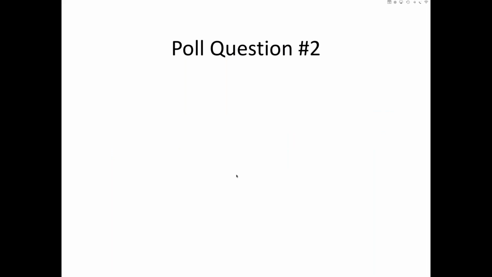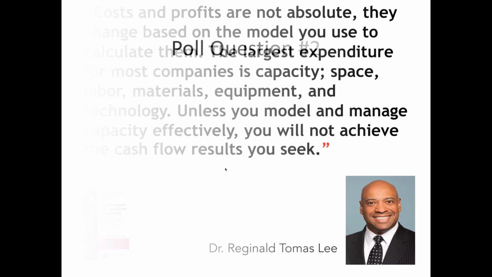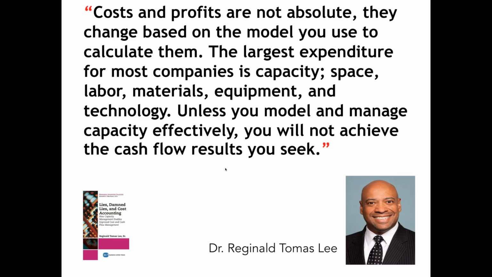All right. Thank you. So let me give you some other thoughts from Dr. Lee. He said costs and profits are not absolute. They change based on the model you use to calculate them. As you all know, there are at least 7 or 10 different types of cost accounting, which I'll show you. The largest expenditure for most companies is capacity, whether it's space, labor, materials, equipment, or technology. Unless you model and manage capacity effectively, you will not achieve the cash flow results that you seek.